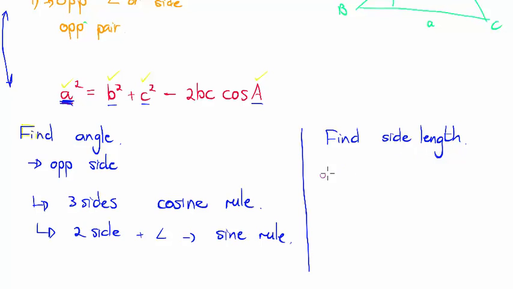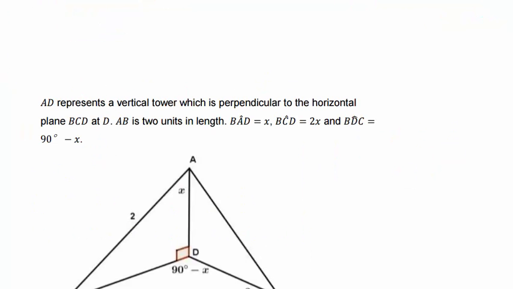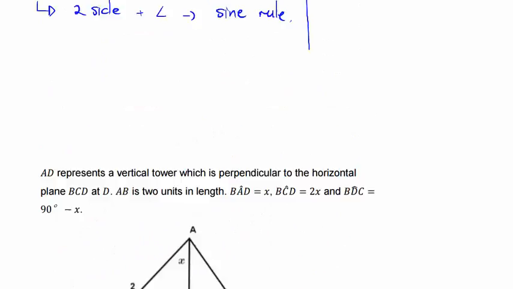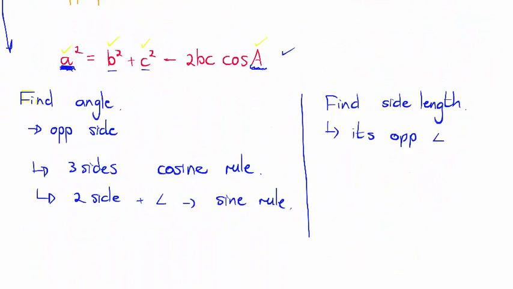Okay, if I want to find a side length and I have its opposite angle, then I could still use this formula. You see, if I want to find A and I have the opposite angle, I could use cosine, but I can also use sine. It depends on what else I was given. So if I have its opposite side, I can use either one of the two.